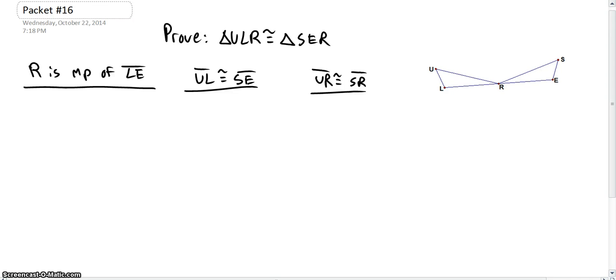This is number 16 from the proof packet. I've got my proof statement, my givens, and my diagram. Copy those down in your proof packet if you haven't already. Alright, I want to prove triangle ULR is congruent to triangle SER.